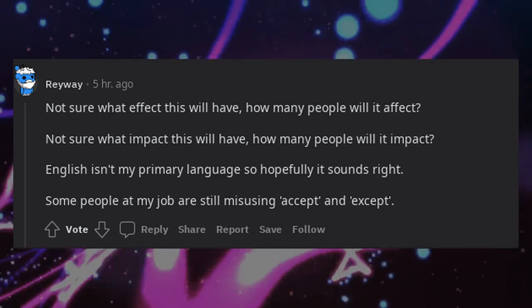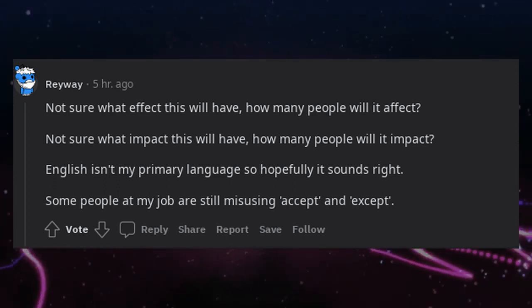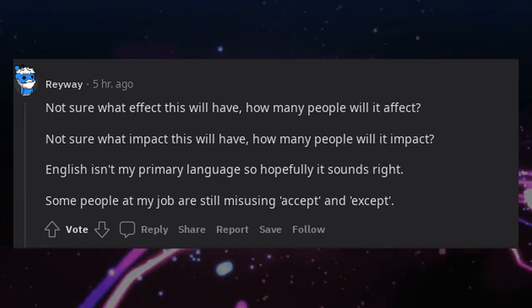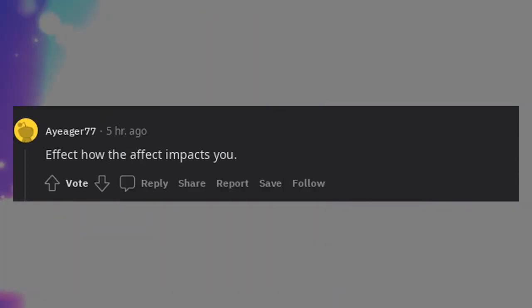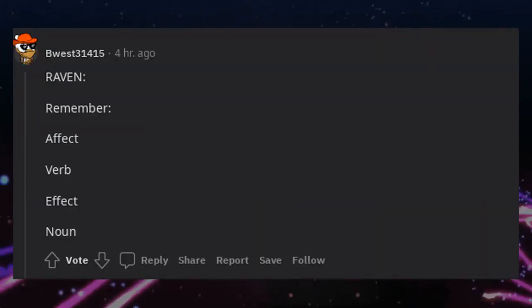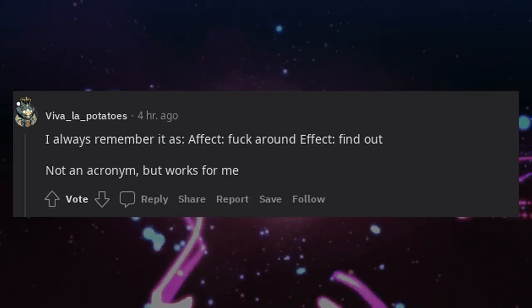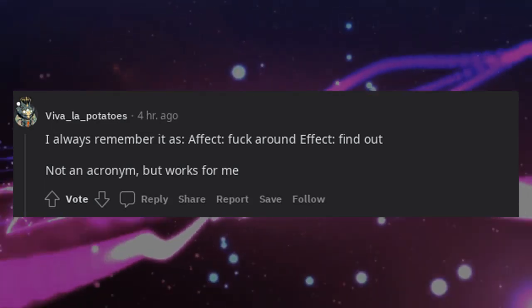English isn't my primary language, so hopefully it sounds right. Some people at my job are still misusing "except" and "accept." Affect, how the effect impacts you. Remember: affect verb, effect noun. I always remember it as "affect, fuck around; effect, find out." Not an acronym, but works for me.